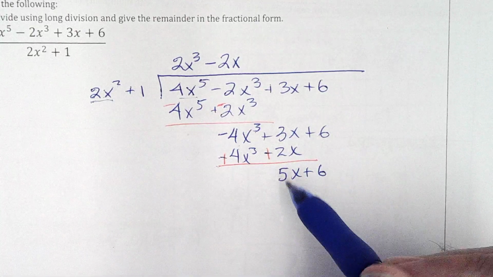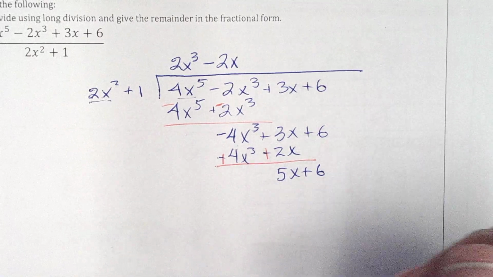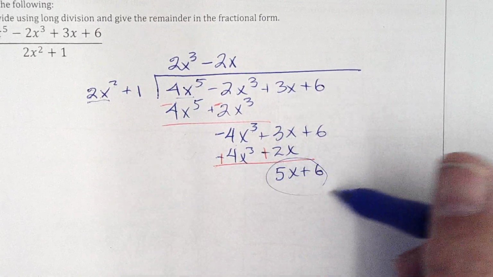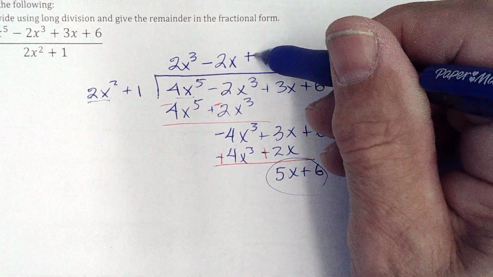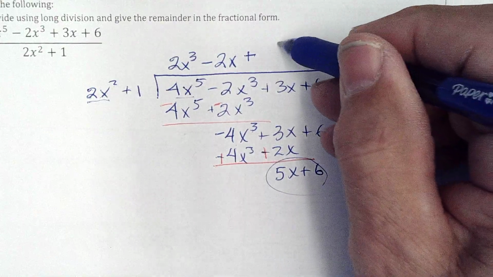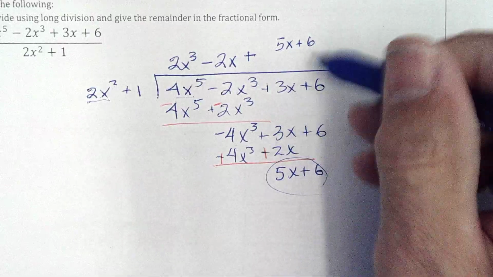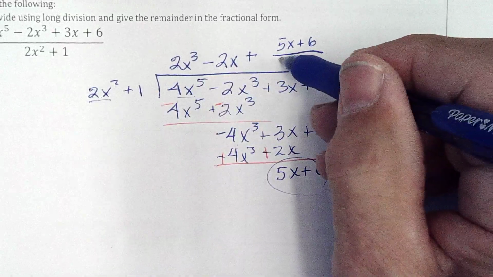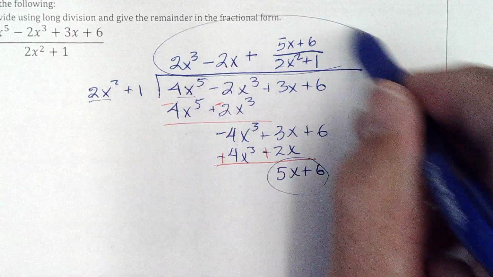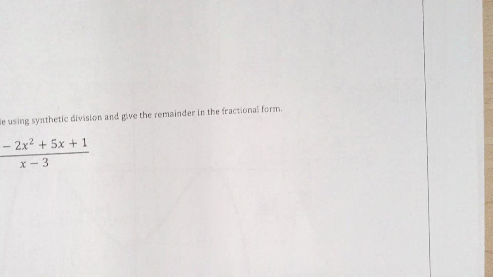Can't multiply x squared by something to get x. Not any, at least not something that doesn't have an x in the denominator. So this is my remainder, and the remainder is added to what my quotient was, but divided by what I was dividing by. I still need to divide this remainder by 2x squared plus 1. So there's the answer.